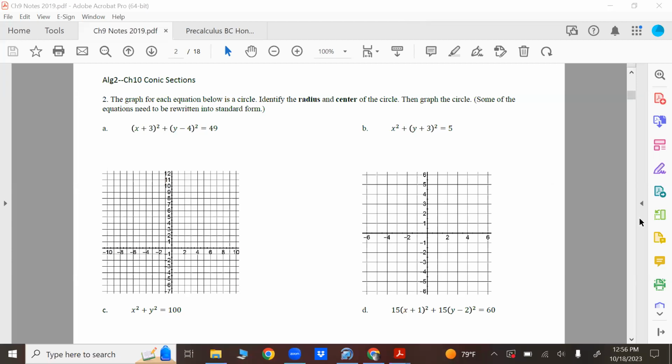For part A, the graph for each equation below is a circle. Identify the radius and the center of the circle, then graph the circle. Okay, that's easy. What's the center? Just like shifting, right? Just like transformations. Not that hard. You guys know this. And what's the radius going to be? 7, totally, the square root of 49. So the center is (-3, 4), right here.